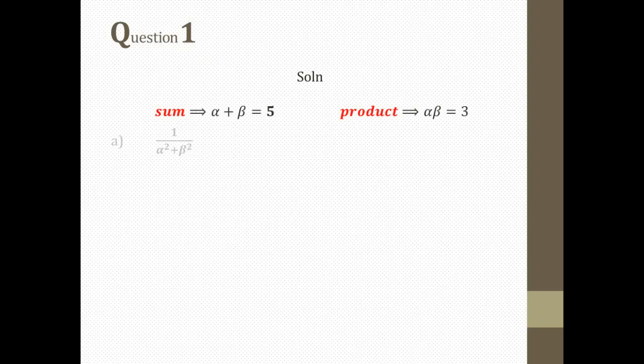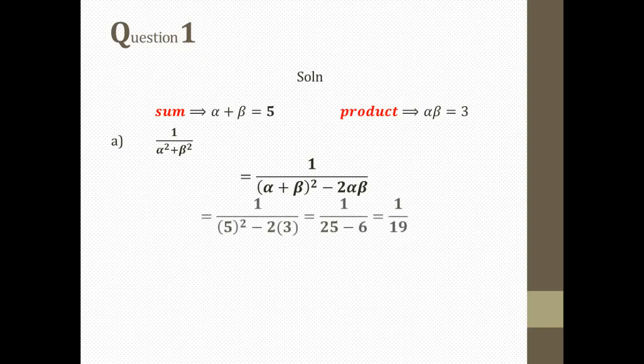Let's solve question 1a. Question 1a is 1 over alpha squared plus beta squared. We have to understand from our lesson classes that alpha squared plus beta squared is a symmetric function. And symmetric functions must be expanded in sum and product format before we solve them. So alpha squared plus beta squared can be written as alpha plus beta all squared minus 2 alpha beta. Substituting 5 for alpha plus beta and 3 for alpha beta, simplify, and you get 1 over 19 as your answer for 1 over alpha squared plus beta squared.